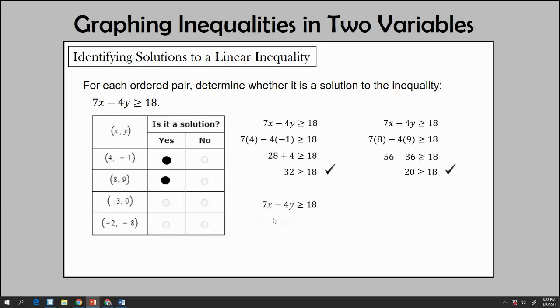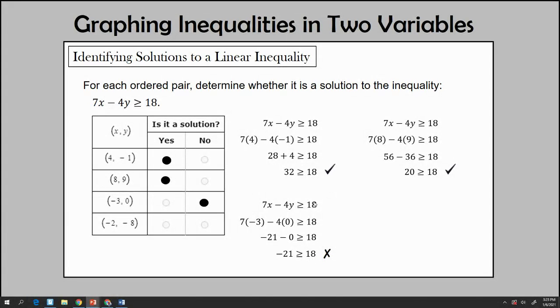Check our next point, -3, 0. -3 in place of x, 0 in place of y. Simplify this. 7 times -3, -21. -4 times 0, 0. We're going to get -21 is greater than or equal to 18. That is false. So that is not a solution.